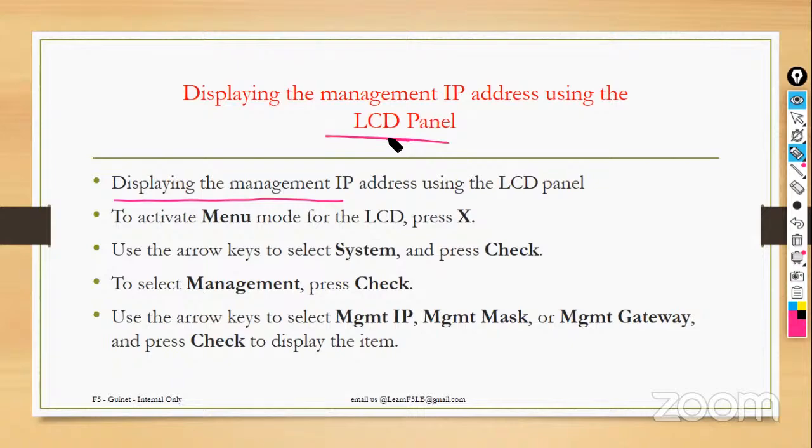Okay. So if we have the physical box and we need to change the IP with the LCD panel, your IP will be displayed on the LCD. To activate the menu, you see we have buttons like that, and here press the X button. This is your menu button. Use the up arrow key to get to system check. These are the up, down, left, right keys, and with these keys you can change your IP, mask, and gateway.